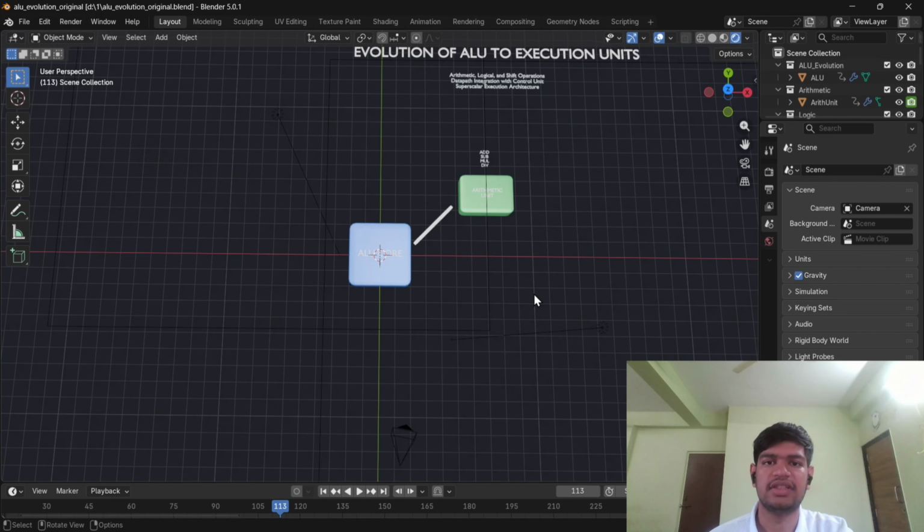So this led to the evolution of the ALU into execution units. There are three execution units: arithmetic units, logical units, and shift units, which work independently. This scattered layout is the foundation of superscalar architecture, which allows the processor to execute multiple independent instructions concurrently within exactly the same clock cycle.